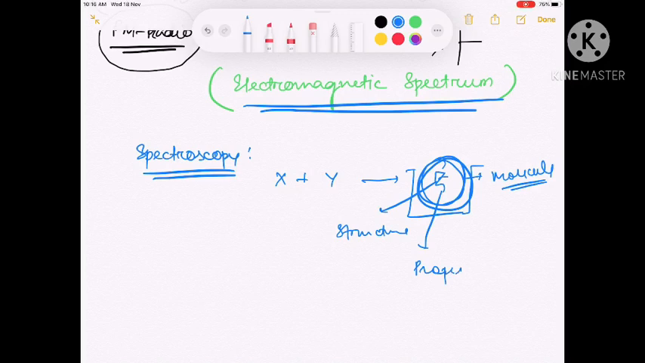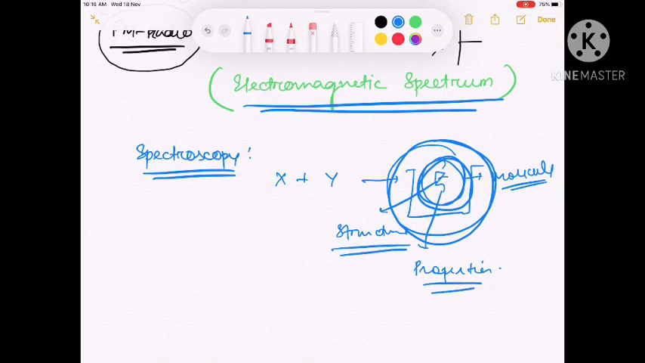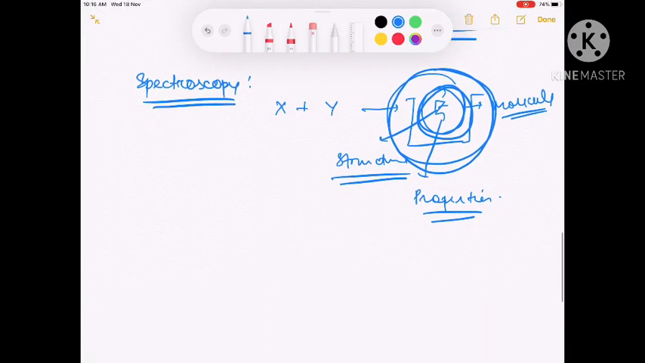Okay, and many things means all the information regarding a new molecule or atom. Anything can be identified or determined using spectroscopic techniques. And spectroscopy is also used in many other areas, like in medical sciences also.